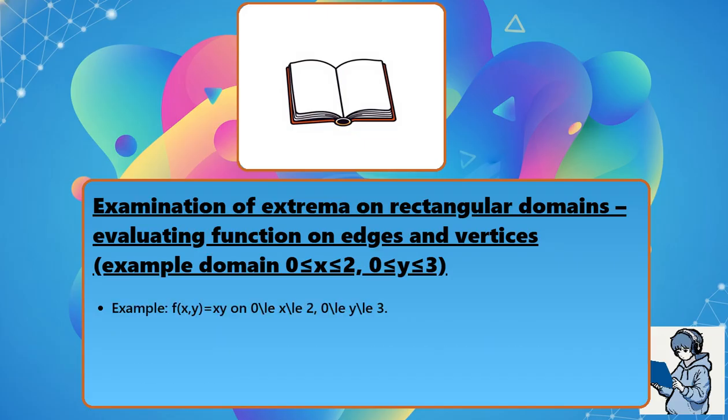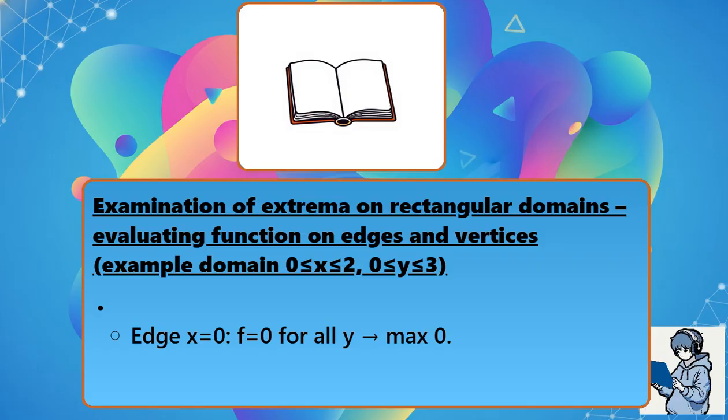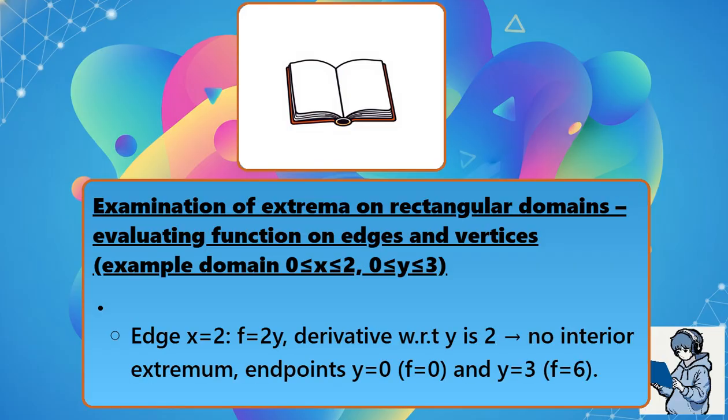Example: f of x, y equals xy on 0 less than or equal to x less than or equal to 2, 0 less than or equal to y less than or equal to 3. Interior: f sub x equals y equals 0, and f sub y equals x equals 0, only 0, 0 inside, f equals 0. Edge x equals 0, f equals 0 for all y, maximum 0. Edge x equals 2, f equals 2y. Derivative with respect to y is 2. No interior extremum; endpoints: y equals 0, f equals 0, and y equals 3, f equals 6.